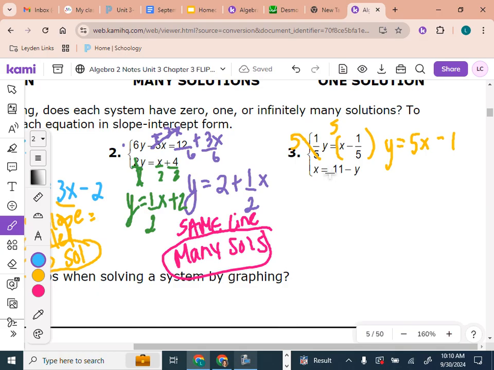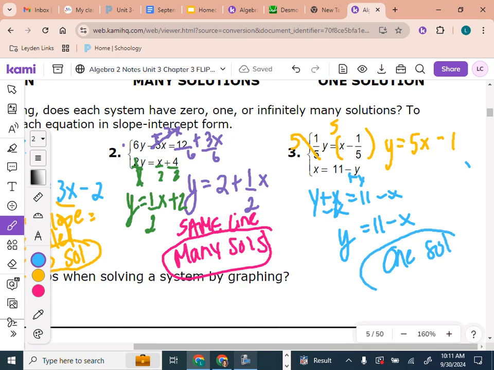David, how about this equation down here? X equals 11 minus y. How do I get this in a slope-intercept form? Sure. Okay, so we have y plus x equals 11. Then what? Yep. Okay, so we have y equals 11 minus x. What do we notice about these two? Are they the same? No. In no way whatsoever, right? So this is an example of just one solution. They're just going to cross at one point.